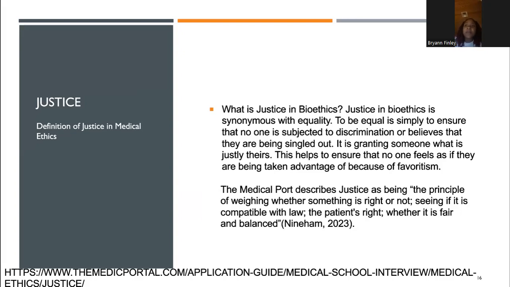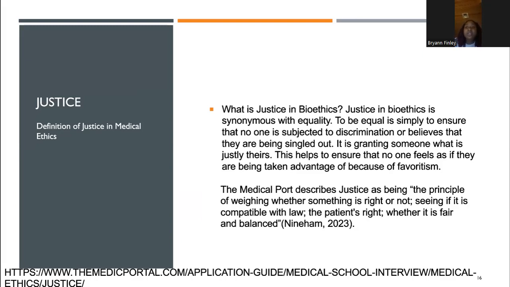What is justice in bioethics? Justice in bioethics is synonymous with equality. To be equal is simply to ensure that no one is subjected to discrimination or believes that they are being singled out. It is granting someone what is justly theirs. This helps to ensure that no one feels as if they are being taken advantage of because of favoritism.